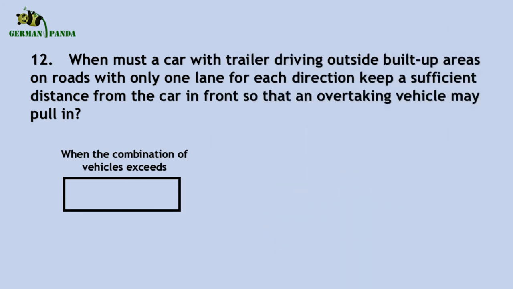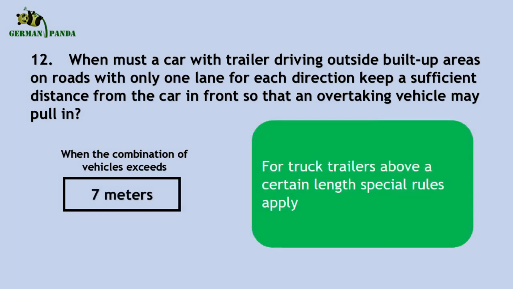When must a car with a trailer driving outside build-up areas on roads with only one lane for each direction keep a sufficient distance from the car in front so that an overtaking vehicle may pull in? When the combination of vehicle exceeds 7 meters. For truck trailers above a certain length, special rules apply.